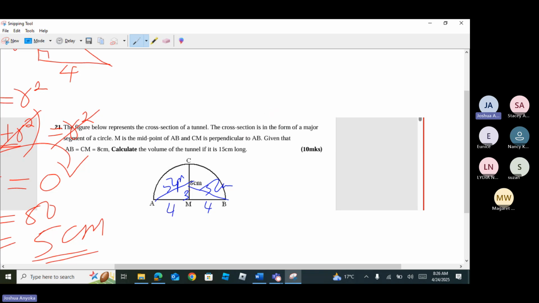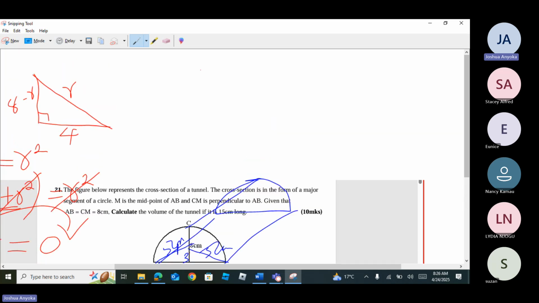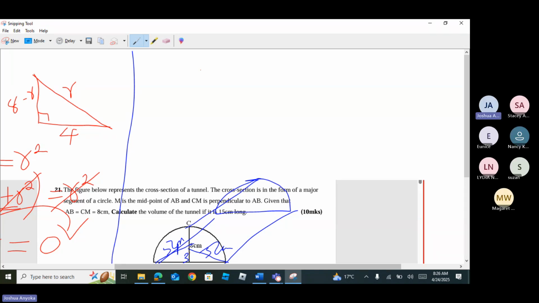So let's now find the volume of this thing. We need to find the cross-section area, then you multiply by the length. So what is the cross-section area? The area of the cross-section is the area of a segment, the major segment. The area of the major segment, normally we work it out as the area of this major sector plus the area of the triangle. Let us find the angle at the center.